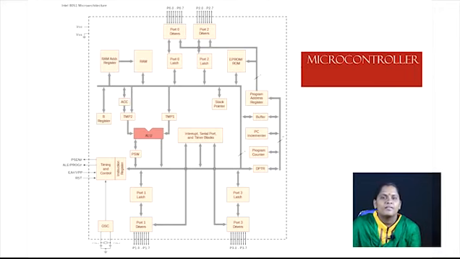Next, the feature is flags. How many flags we are using in 8051 microcontroller? Totally there are 4 flags. Next, ports. In 8051 microcontroller, there are totally 4 ports. Port 0, port 1, port 2 and port 3.